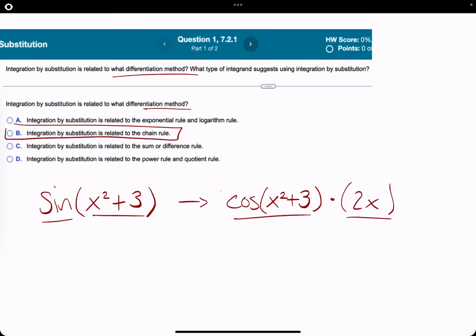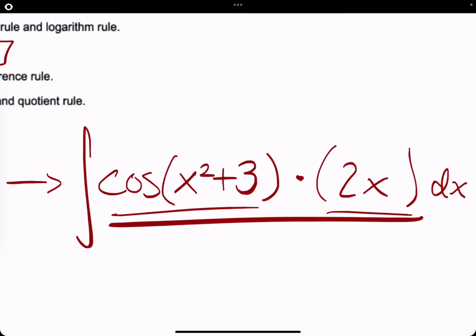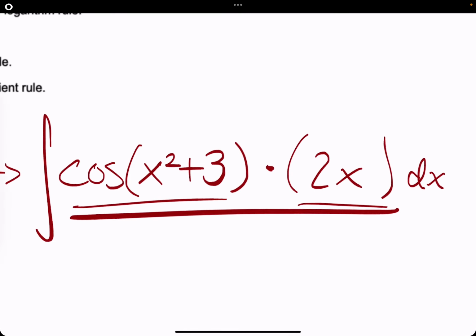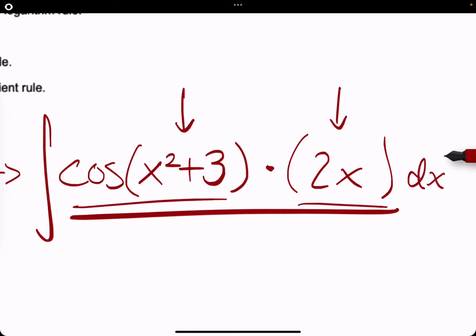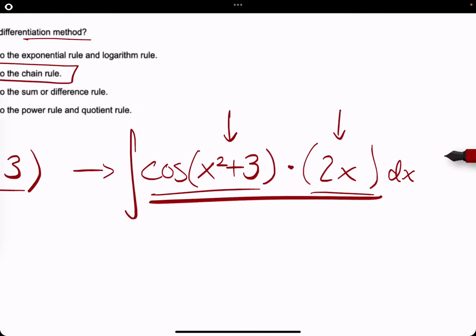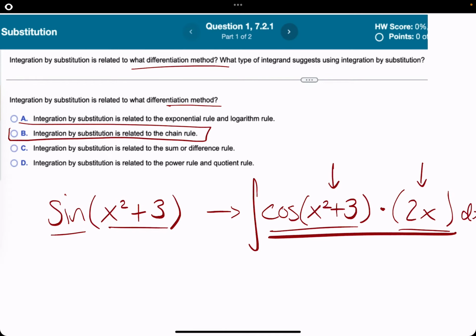And if we were working in the opposite direction, finding the integral of this dx, then we'd be identifying what's going to be our u, and can we find our du, the derivative of that expression, in the same integrand? And because we can, in this case, we can see something like x squared plus 3, and we can see its derivative in the same integral, that's the indicator that we are using u substitution. So that's why it's related to the chain rule.